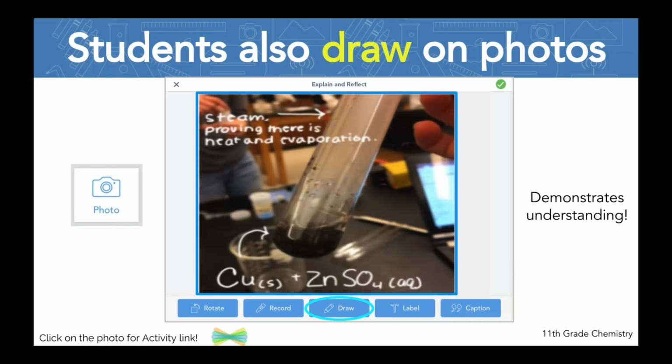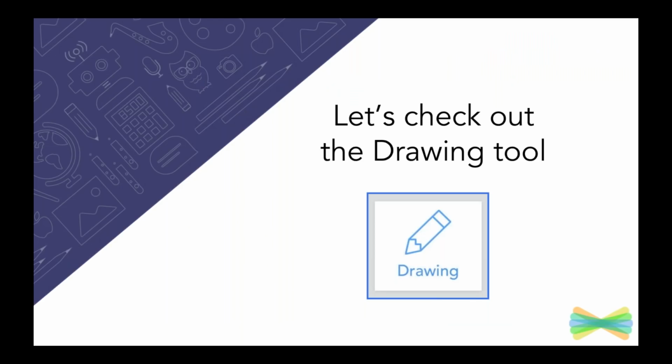Here's an example coming from a high school chemistry class. So the student is labeling different parts of their experiment or what they were doing in class that day. So lots of great ways to use that camera tool.